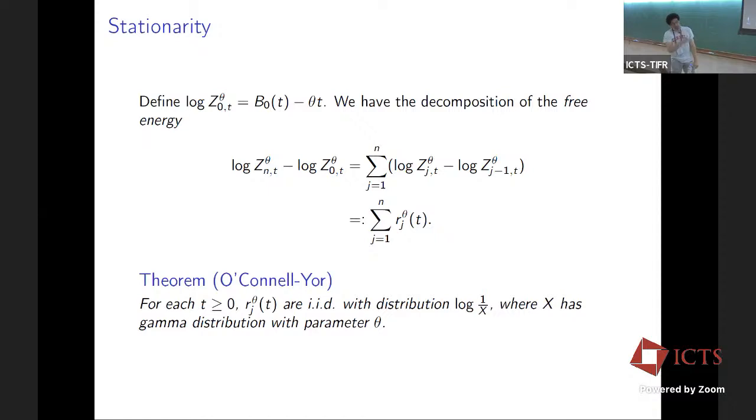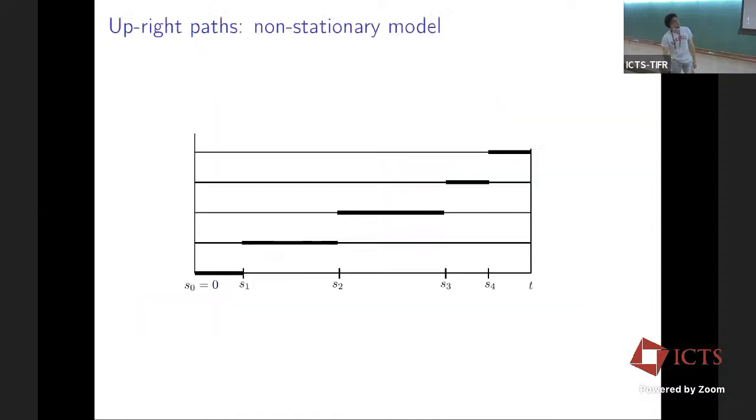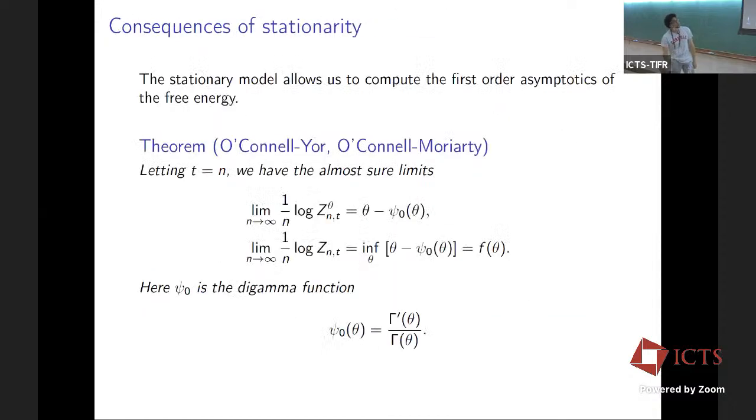And this is true for every t. So in that sense, it's stationary. Okay, so these are the pictures again. Because of the stationarity, because you can represent log of Z_{n,t} as a sum of IID increments plus the Brownian motion, we can easily compute the first order limit.